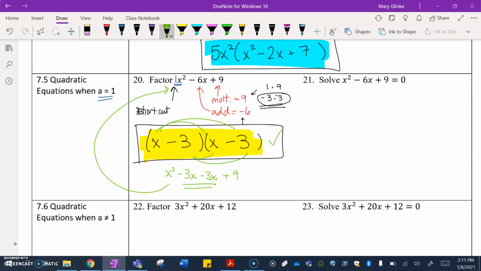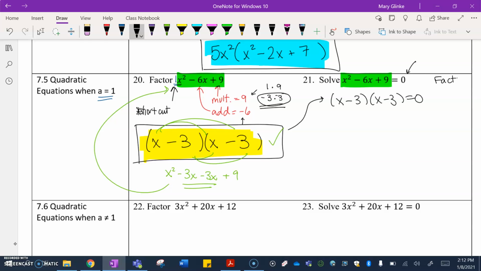Now number 21 here is saying, look at this, this is the exact same equation, but now instead of just factoring it, we want to solve it because it says equals 0. So I'm actually just going to steal my same factoring from that one because it is the same problem. So when you're solving, you want to factor first and set each factor equal to 0, and then solve each equation.